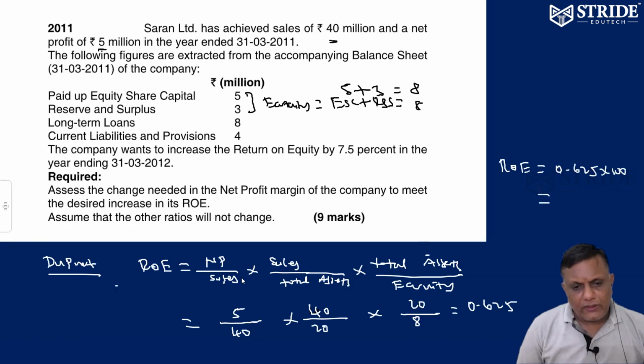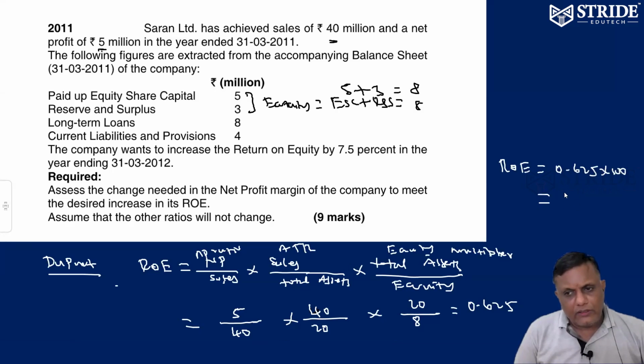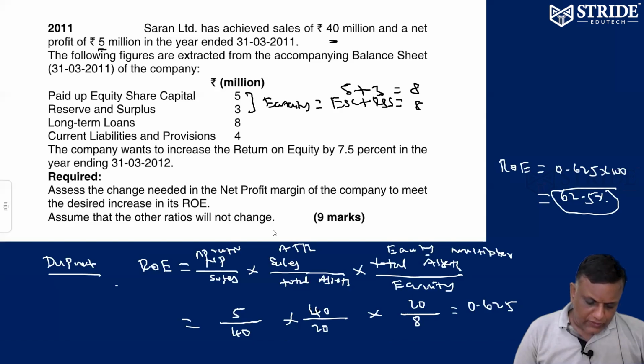This is called the DuPont chart, the relationship between net profit by sales, sales by total asset, total asset by equity. Net profit by sales is the NP ratio, net profit ratio. This is the asset turnover ratio. This is the equity multiplier. Multiplying these three values, you'll get ROE. So ROE is equal to 62.5%.